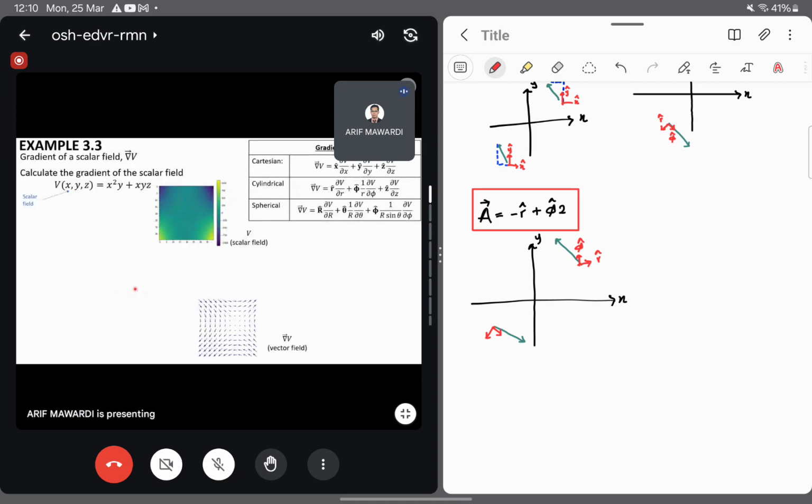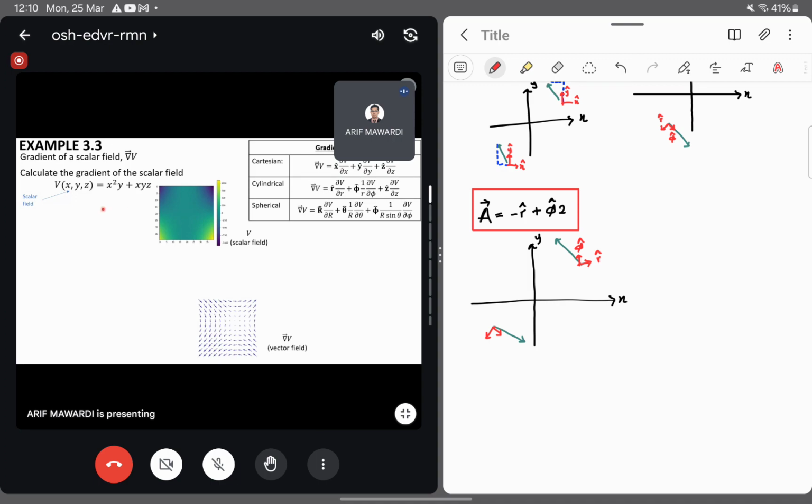The first one is the gradient. First you need to understand that for a gradient, you can only perform the gradient operation on a scalar field.